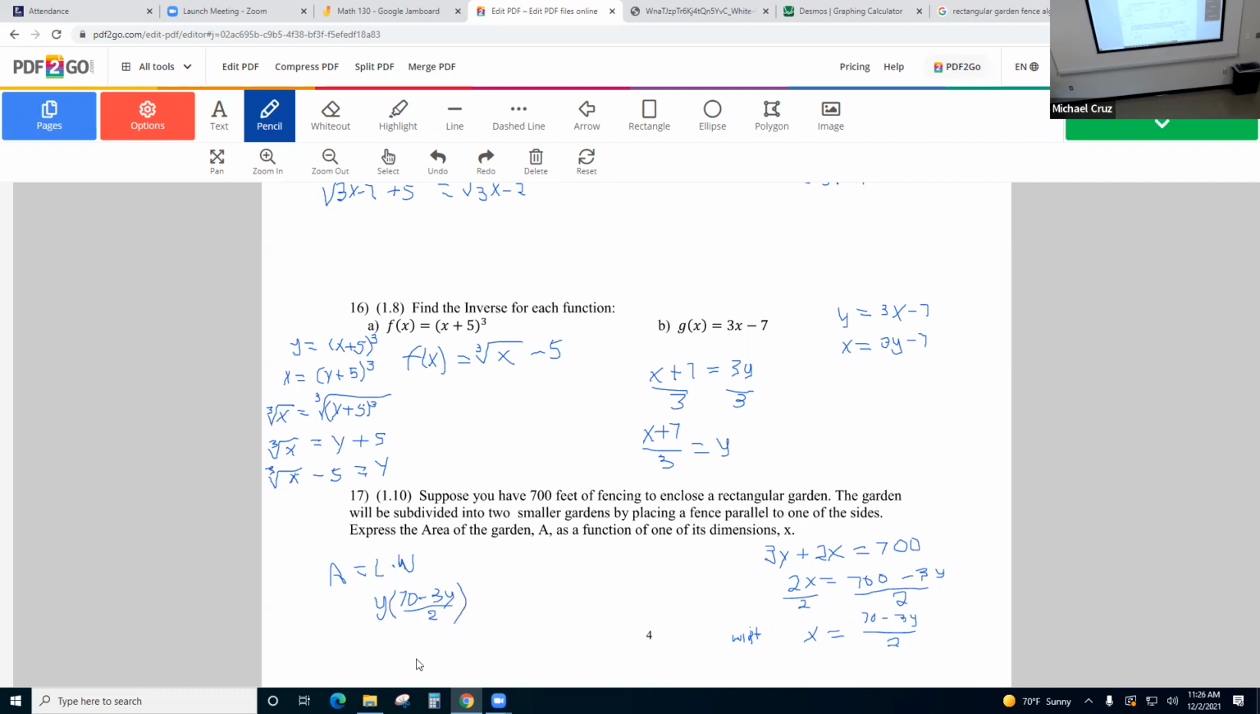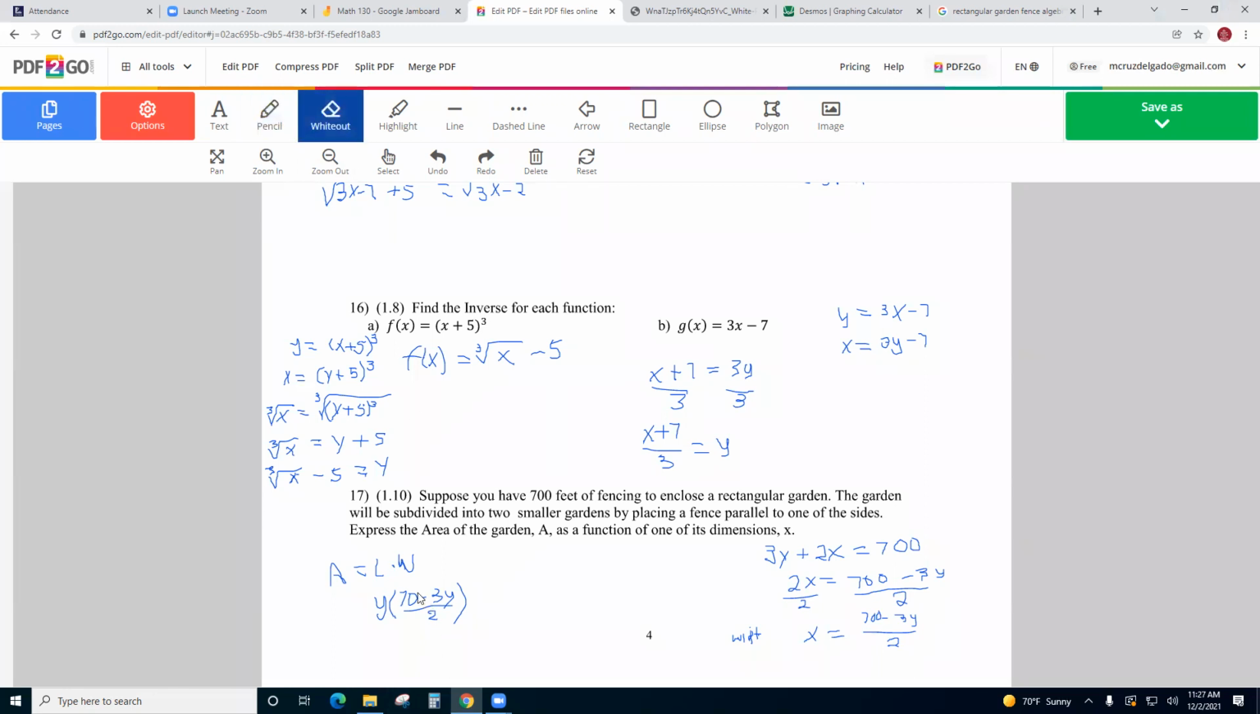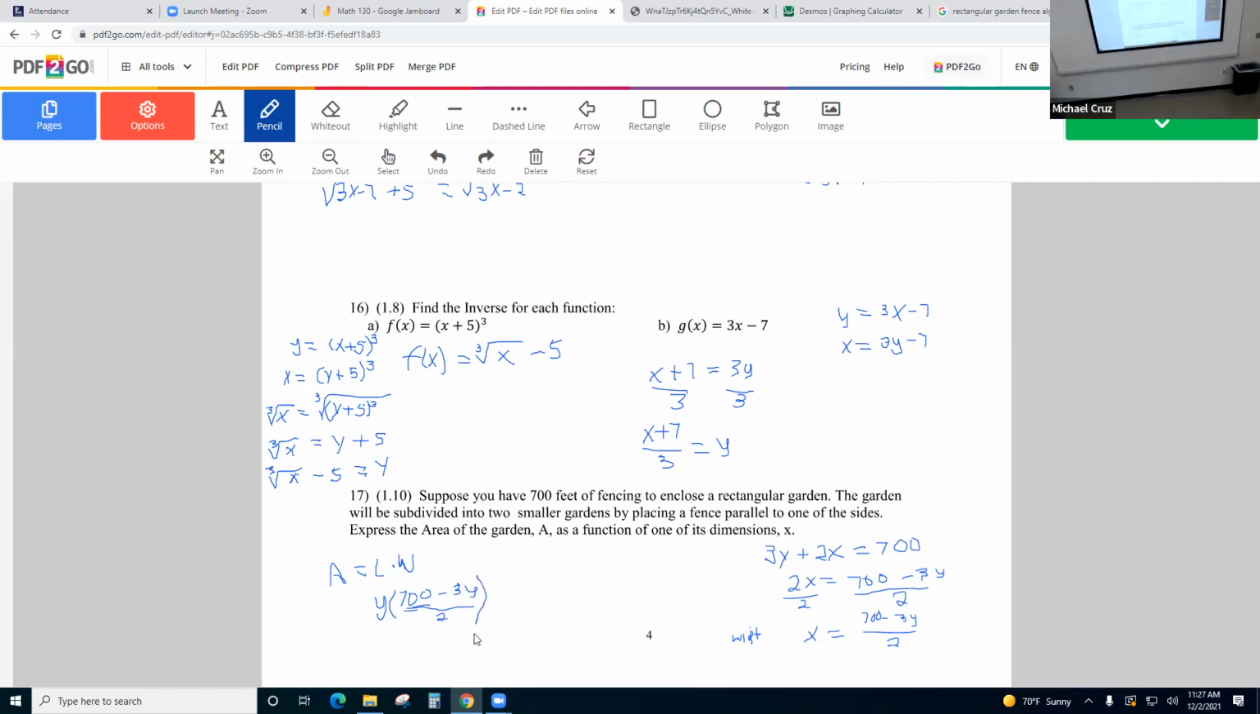Okay, so this right here was. Where did you get 70 from? I thought it was 700. Sorry. Oh, okay. See what I did, I miswrote it, and so I was transposing. So this is the area right there. They don't say to find anything, they just express the area of the garden as a function of one of its dimensions.